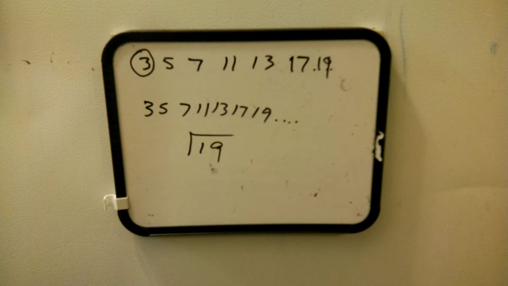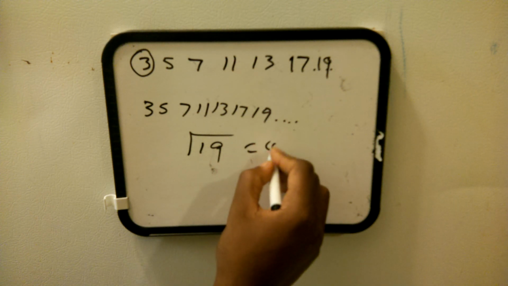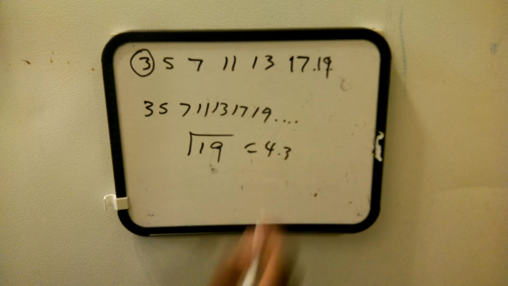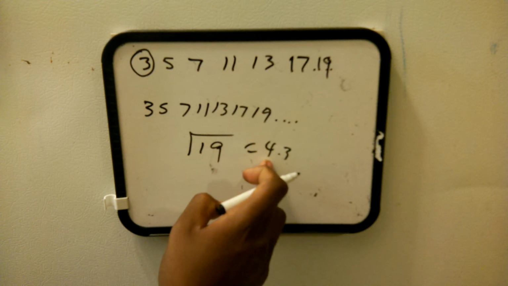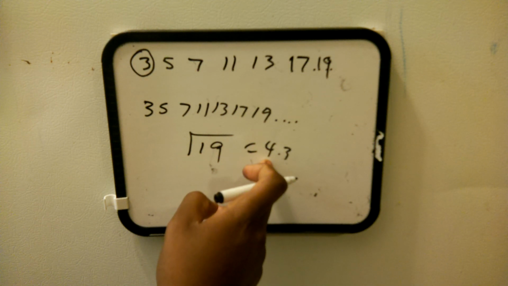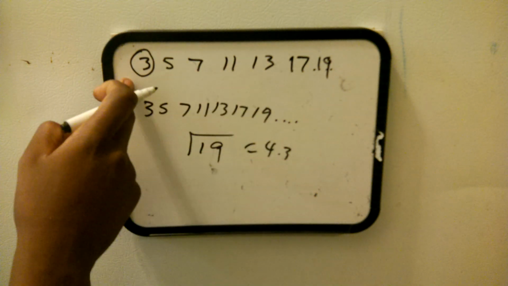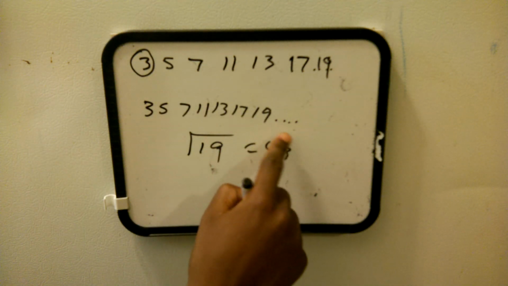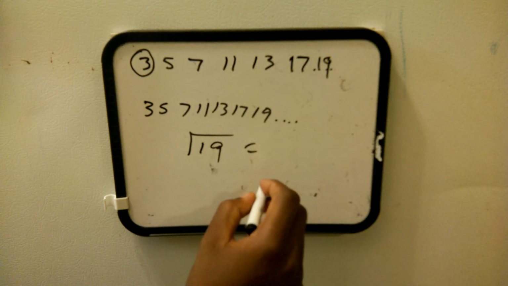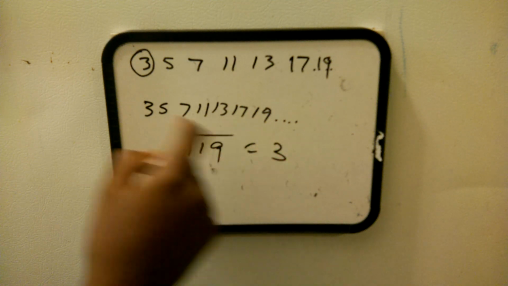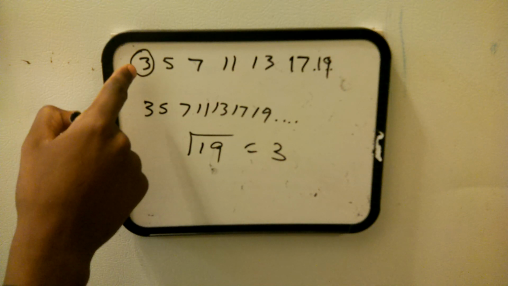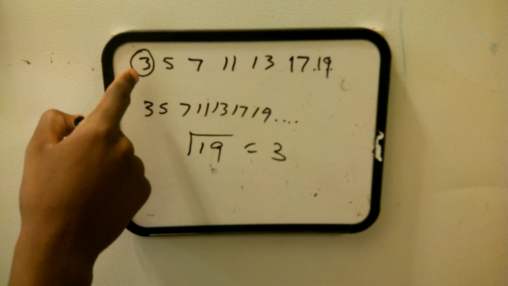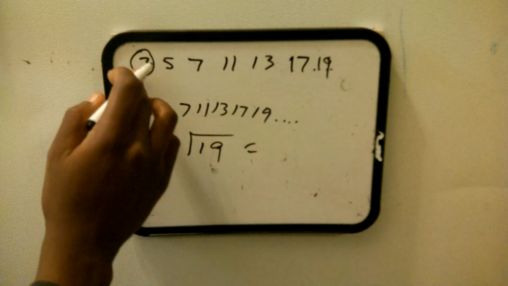The square root of 19 equals 4.3. There we go again. So we have to find out what are the prime numbers lower than 4. The only prime number lower than 4 that's in this sequence is 3. So then we're just going to use 3 again. Okay? So we round to the lowest prime number, which is 3. So we're going to use 3 to find it.